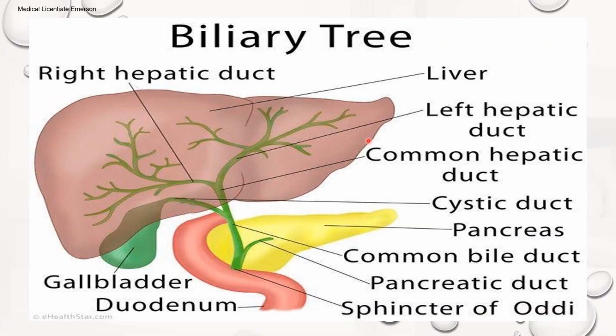Okay, so this is what we are talking about. This is what you are supposed to draw. I think I've already mentioned most of this. After the ampulla of Vater, we're going to find what we call the sphincter of Oddi. Then finally the duodenum itself. So this is the biliary tree.